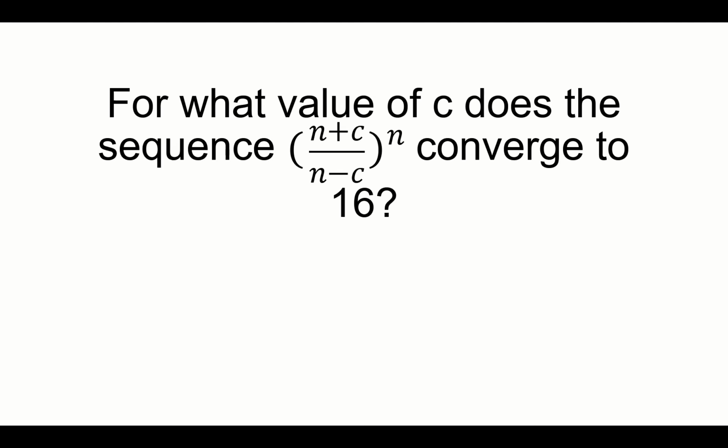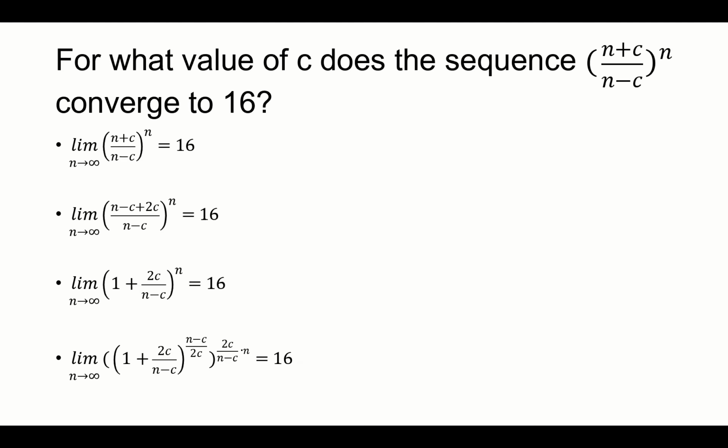For what value of c does the sequence (n plus c over n minus c) raised to the nth power converge to 16? So let's take the limit as n approaches infinity of our sequence. I can rewrite n plus c as n minus c plus 2c, and then I can break it up into two fractions. N minus c over n minus c becomes 1, and then plus 2c over n minus c. And that's going to be raised to the nth power.